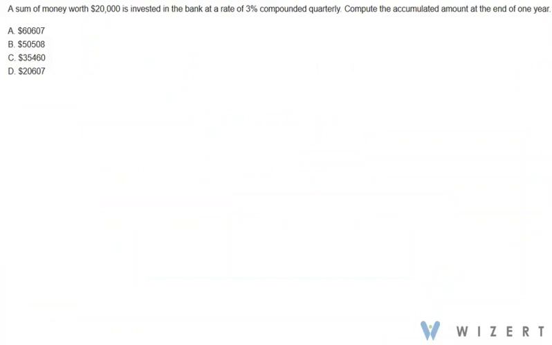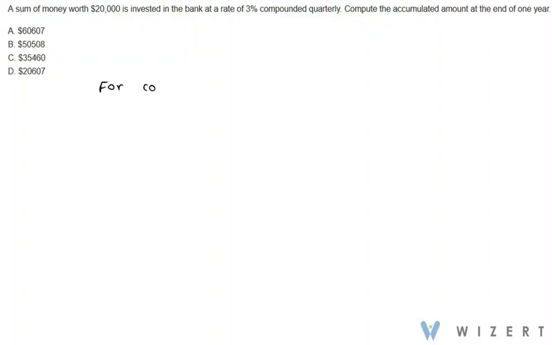We have this question here. A sum of money worth $20,000 is invested in the bank at the rate of 3% compounded quarterly. Compute the accumulated amount at the end of 1 year.